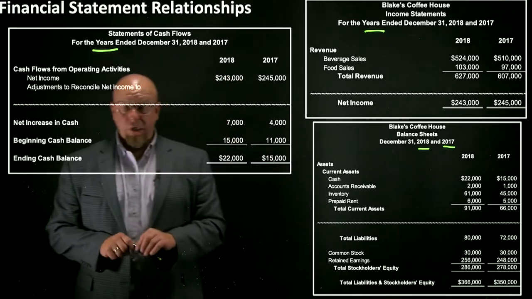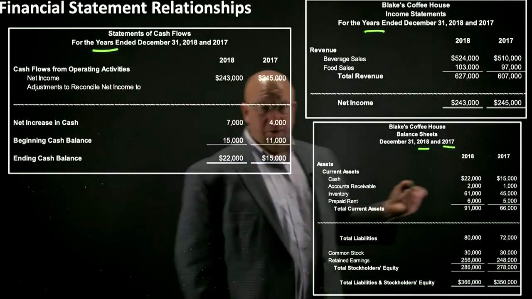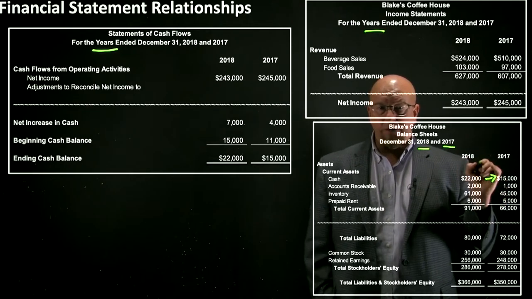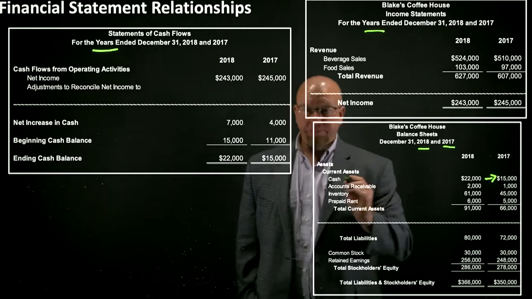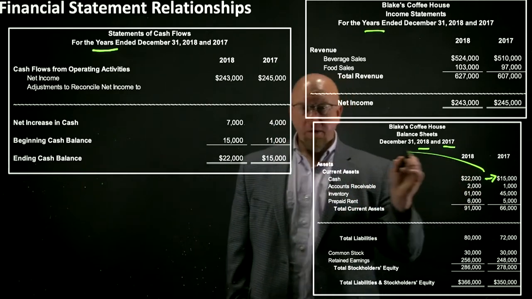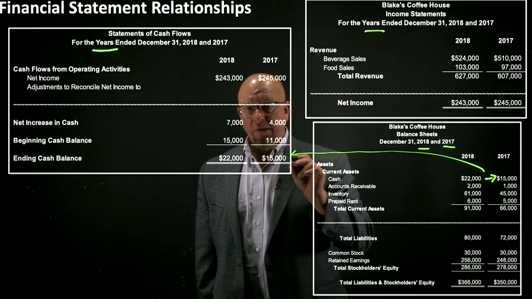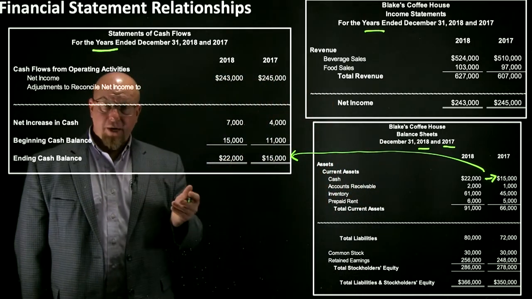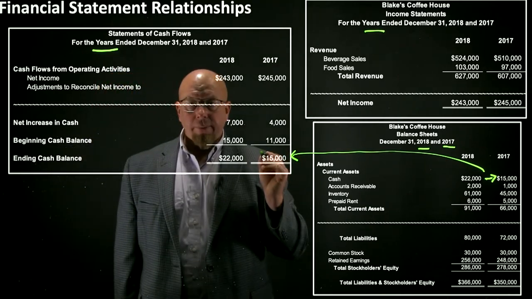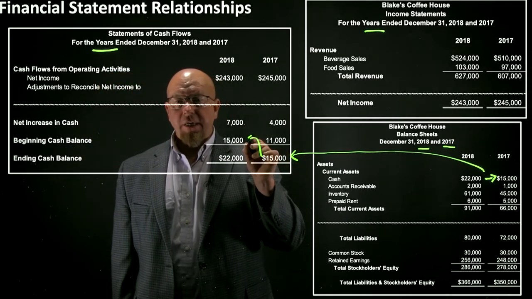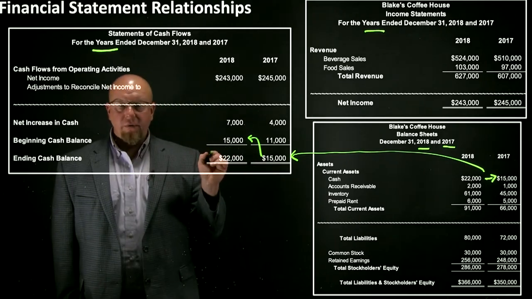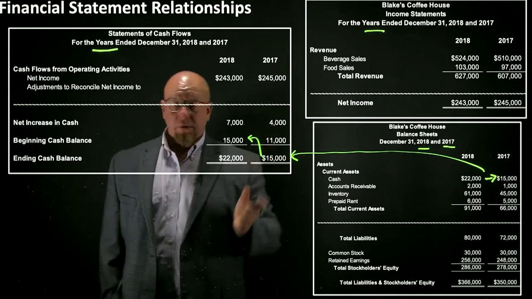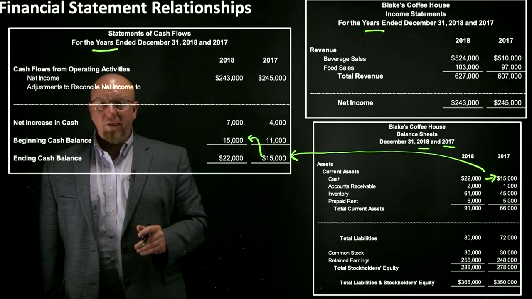And actually what we're going to do here is we're going to prove this cash balance, because at this point in time, our cash balance was $15,000 at the end of 2017. And you're seeing that right here at the end of the statement of cash flows. At the end of 2017, we had $15,000 in the bank. And guess what? That is going to be the same as the beginning cash for 2018. So ending 2017, we had $15,000. We better begin the next year with that same $15,000.